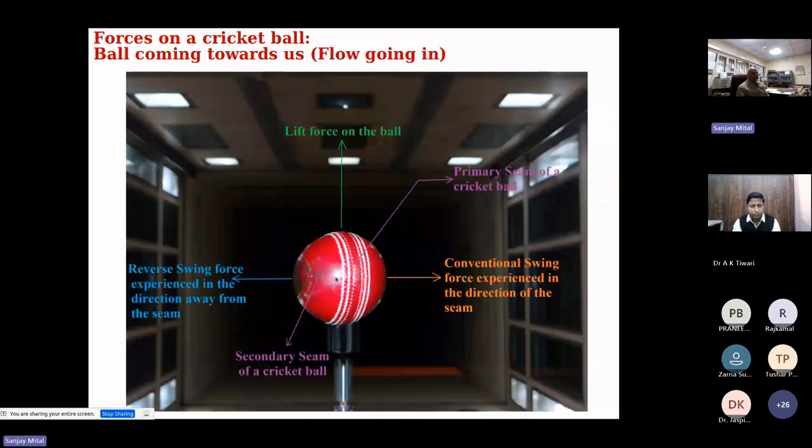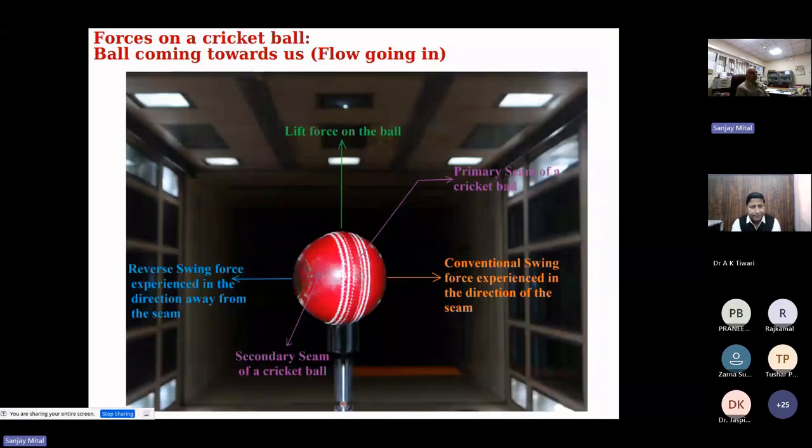Okay. Of course, we are going to ignore the secondary seam of the ball. There will also be a lift on the ball, but we will ignore that. Okay. Although that's very important, but not for this talk where we are mostly interested in swing and reverse swing. Okay, so I repeat, the experiment is the following.